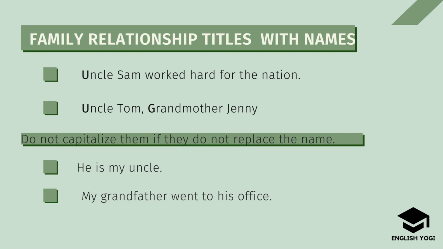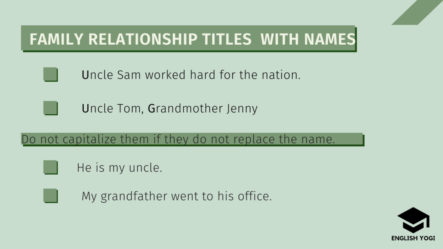For example, Uncle Sam worked hard for the nation. Here, uncle is the family relationship, and the word after it is Sam. Sam is a name, a proper noun. So whenever a family relationship comes with a proper noun, with a name, it should be written with a capital letter. Second example: Uncle Tom, Grandmother Jenny. These are examples of family relationship titles, and they should be capitalized when they come with names.